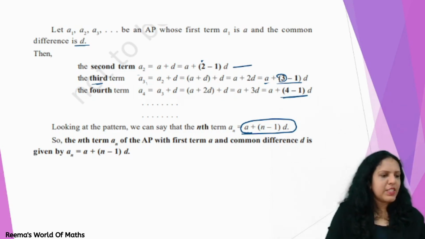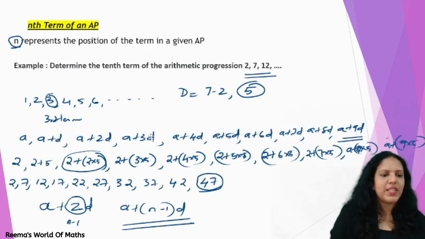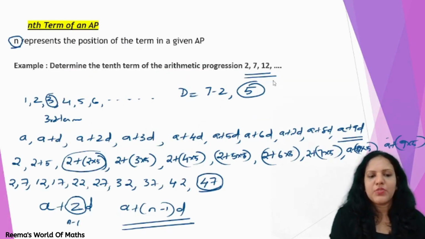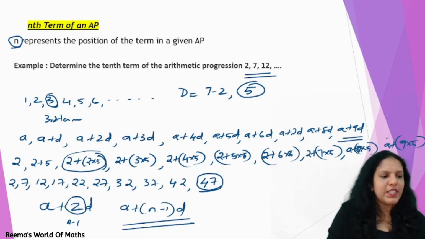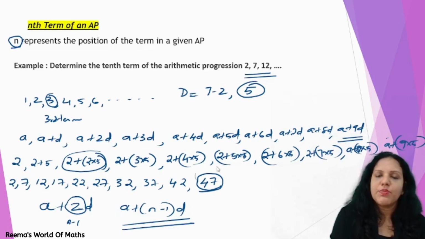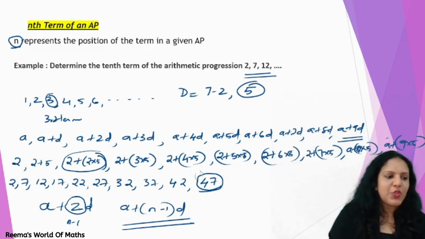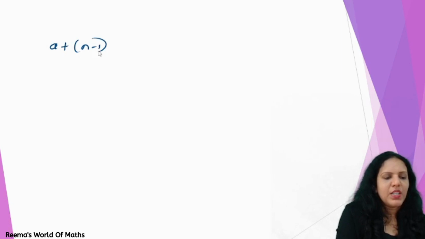Let's see the answer for the previous question by using the formula. In the previous question we were asked to find the 10th term of this arithmetic progression, 2, 7, 12. We found the 10th term, which is 47, manually. So now let's put that into the formula. The nth term formula is a plus n minus 1 into d, where a equals 2. We are asked to find the 10th term, so it is 10 minus 1 into d.